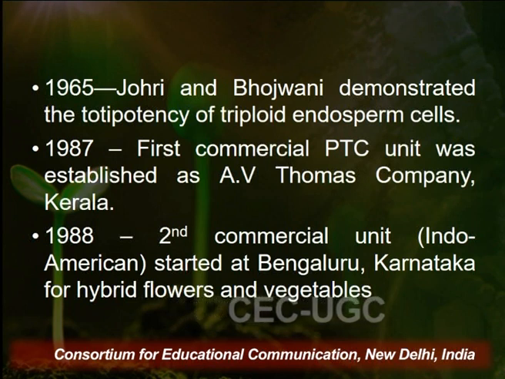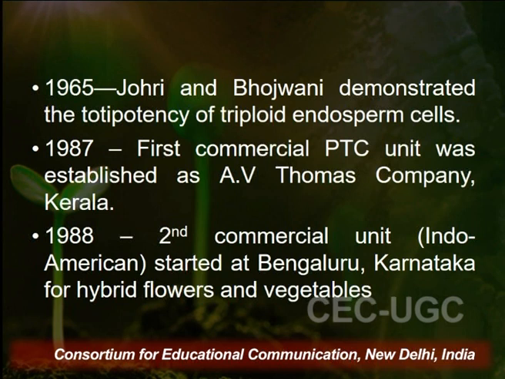In 1965, Johri and Bhojwani demonstrated the totipotency of triploid endosperm cells, followed by the establishment of the first commercial plant tissue culture unit, the A.V. Thomas Company in Kerala in 1987. This commercial unit was established for the development of cardamom species. A genetically modified and more useful cardamom species was developed, and this unit was established for developing cultures of that modified cardamom species in Kerala.